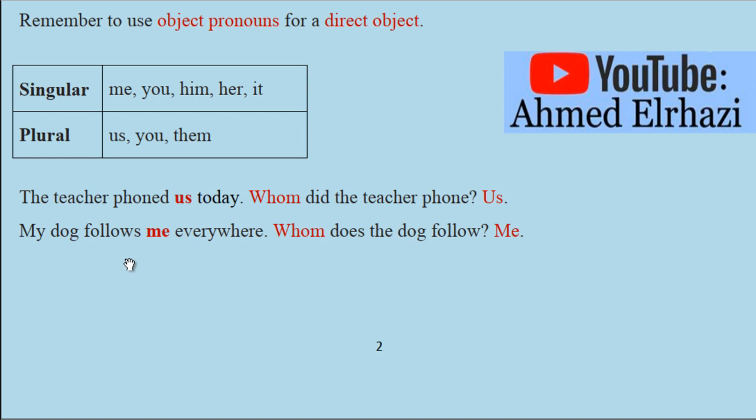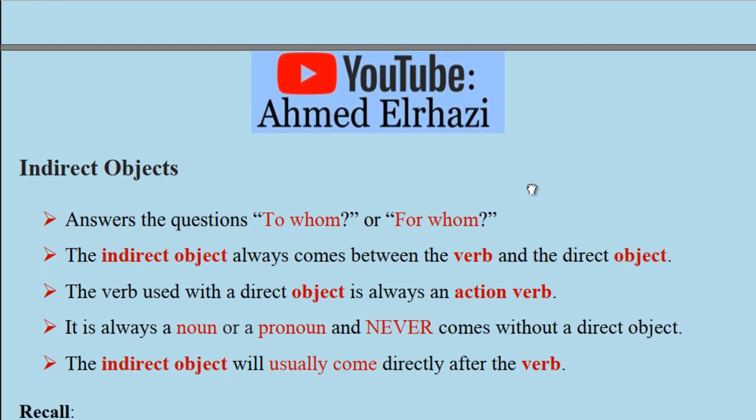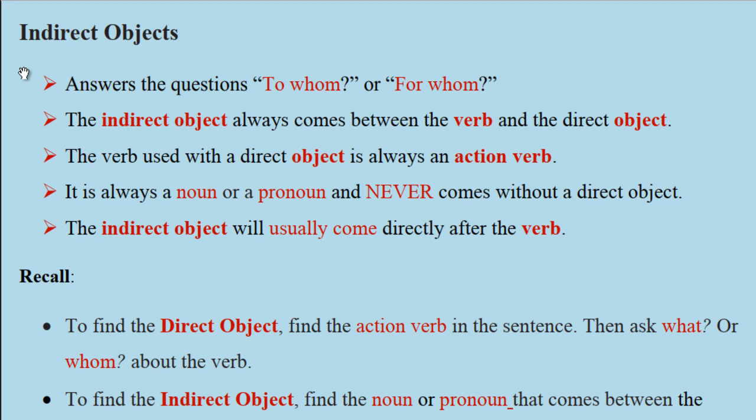My dog follows me everywhere. Again I ask, whom does the dog follow? The dog follows me. So me is a direct object. Good. Now with indirect objects.